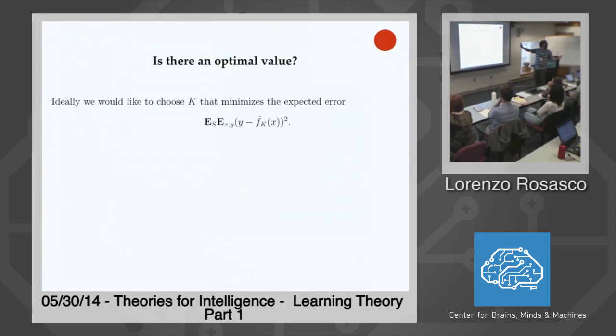So do we all agree that this is a reasonable quantity to look at? There is an obvious problem: you're not able to compute this expectation. So whatever I'm going to say for the next 2 slides is purely theoretical, and we'll answer this question: is there an optimal value? If there is, then I can try to compute it. If there is not one, I can go home.